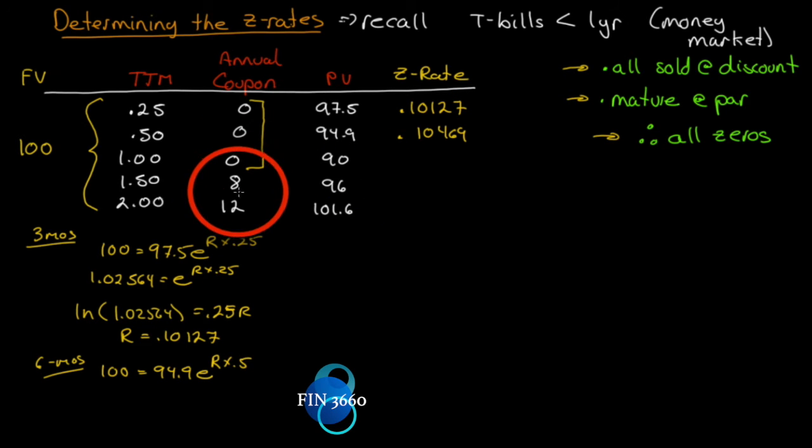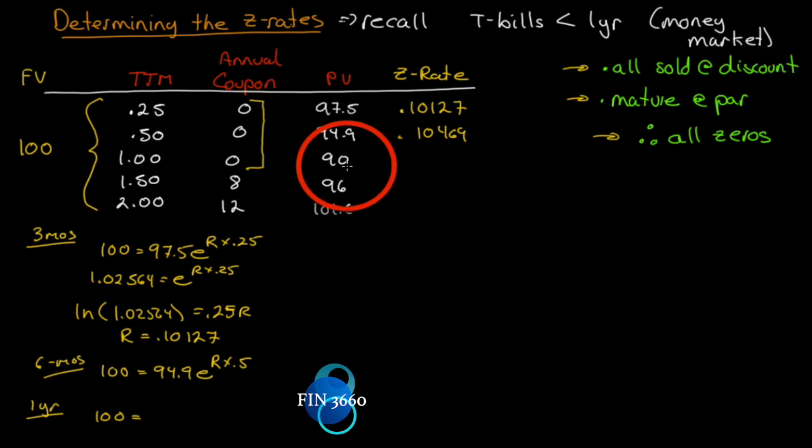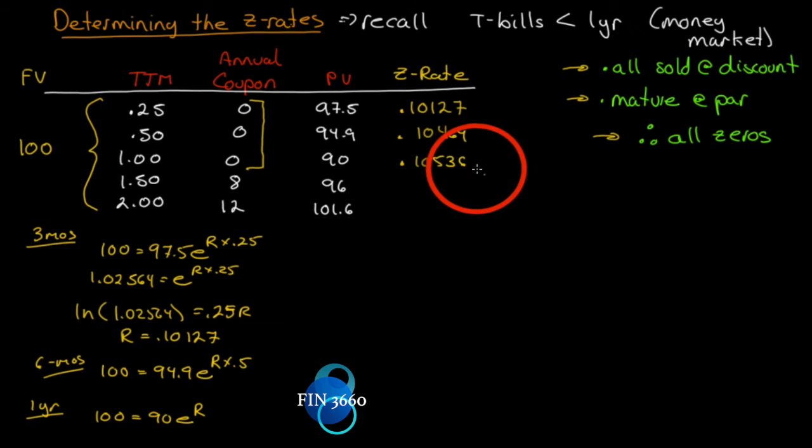But before we can calculate the 1.5 year rate, we're going to need all the rates in front of it. So we must now calculate the 1 year zero rate. And that's just 100 equals, what's the price? 90 e to the r. And what's the period? 1, so it's just e to the r. And we will find that that will give us 0.10536. All right, so you should be able to find zeros up to that point. That's easy enough.